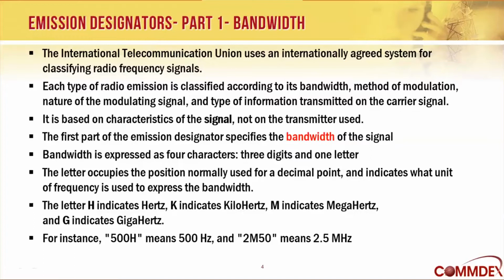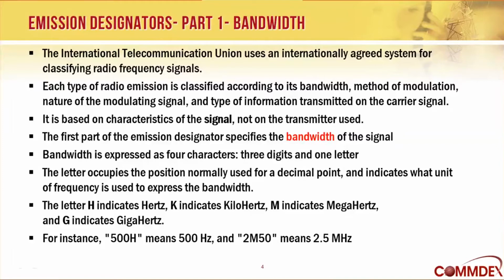So every type of emission gets classified according to its bandwidth, its method of modulation, the nature of the signal, and the type of information transmitted. The key thing about an emission designator is it's based on the characteristics of the signal that goes out over the air. It has nothing to do with the actual equipment being used. So there are various parts of the emission designator.